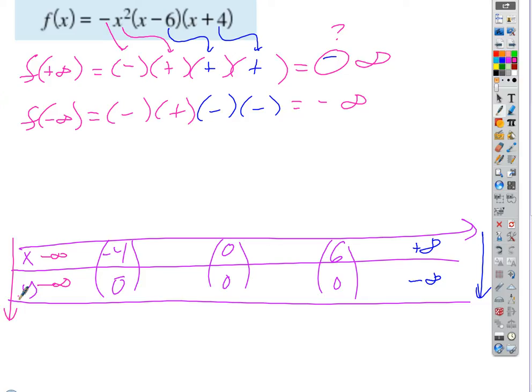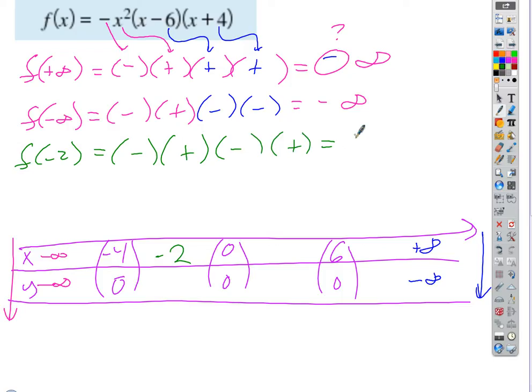Then all we have to do is just check the signs of the test points in between, right? So a point in between -4 and 0, let's just pick -2. If I plug in -2, what are we going to get? Well, we get a negative constant factor. x squared is always positive, right? What about these other two? -2 minus 6 is negative. -2 plus 4 is positive, so the overall sign is positive. What about between 0 and 6? So let's pick 3.